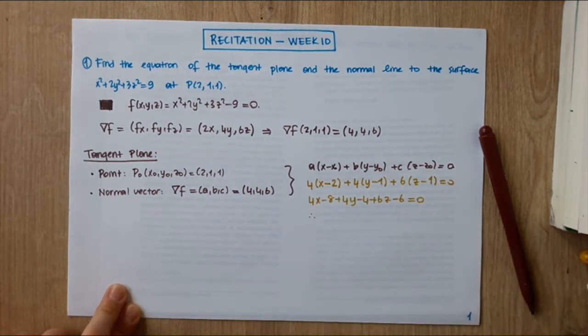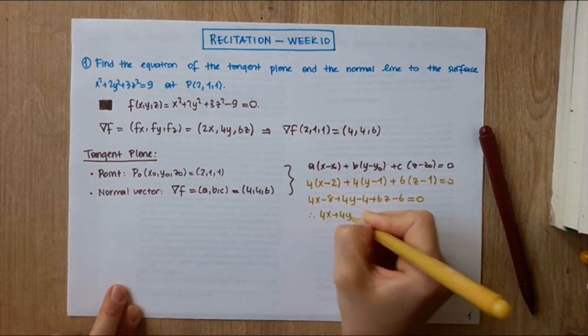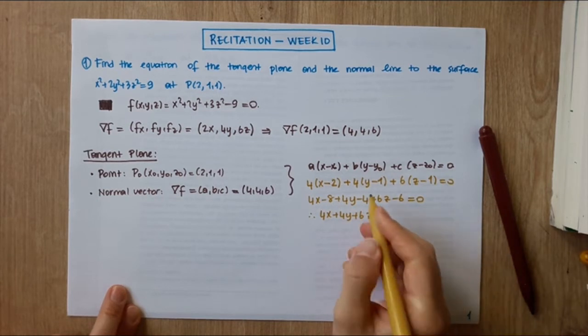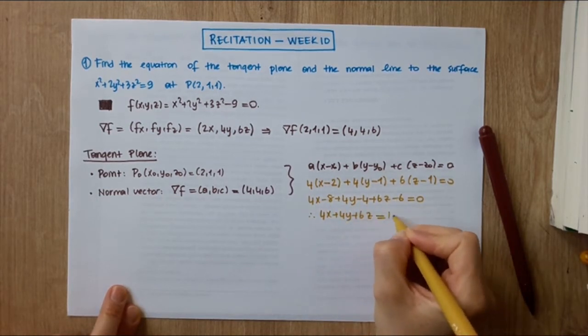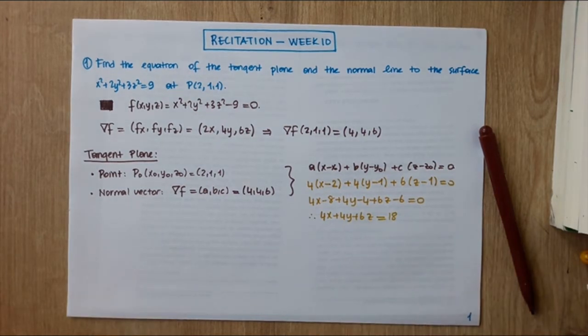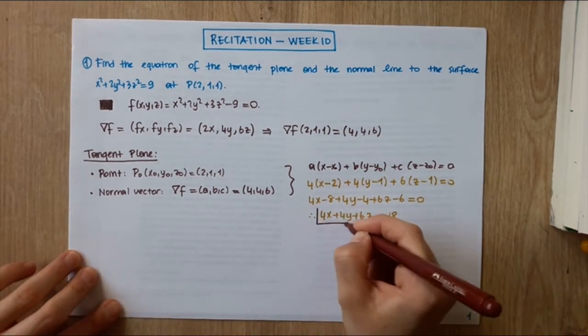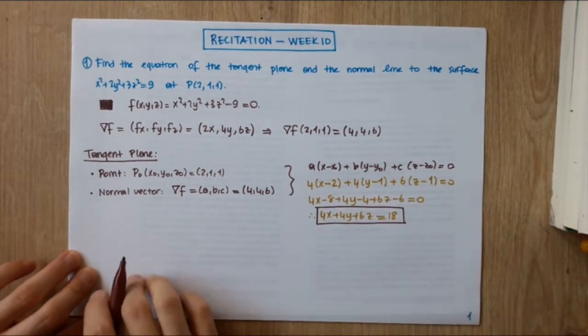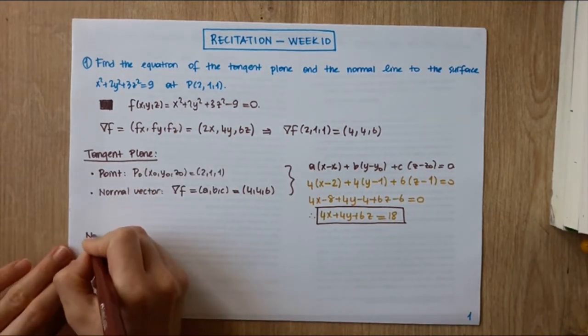So I have 4x minus 8 plus 4y minus 4 plus 6z minus 6 equals 0. At the end, the equation of the tangent plane is 4x plus 4y plus 6z. Here I have minus 8 minus 4 minus 6, which is minus 18, so the result is 18 on the right hand side of the equation. Okay, so this is the equation of the tangent plane to the given surface at the point.